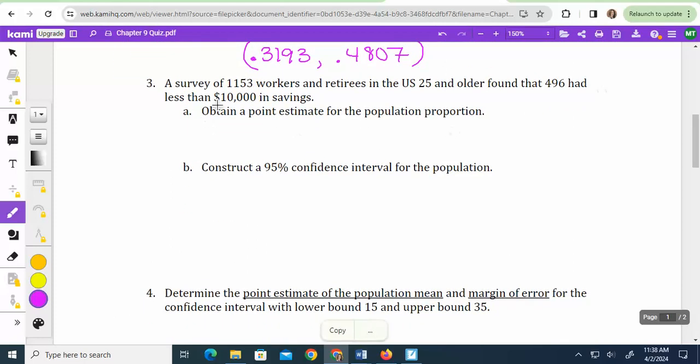All right. A survey of 1,153 workers and retirees in the U.S. 25 and older found that 496 had less than $10,000 in savings. Obtain a point estimate for the population proportion. Point estimate, that means p-hat. So how am I going to get it? Four, three, zero, two.